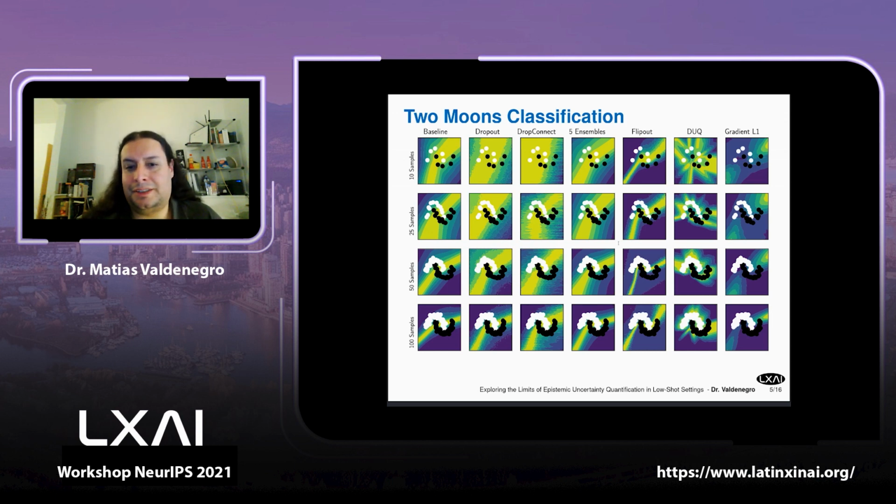This is a very simple example with a two moons dataset from scikit-learn, where you can visually see the differences between different models. You can see that when you increase the number of samples to 100, all the models predict good uncertainty in between the two moons. But once you reduce the size of the training set to like 10 samples, then some models are very confident, like gradients and Flipout, but other models are not confident. They produce uncertainty all over the input space, and this indicates that they're actually working properly.